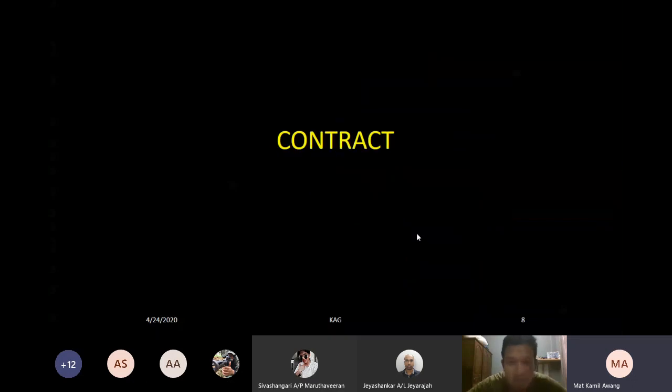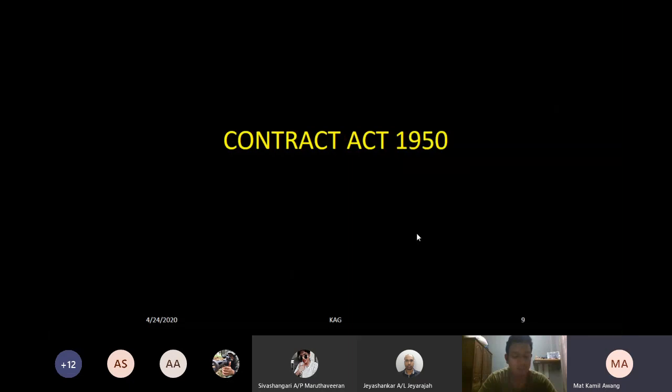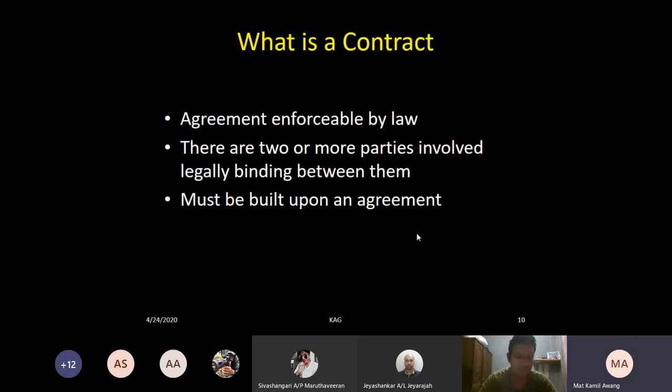Okay. Now, the first law that is related to the engineers is the contract law. This is called the Contract Act 1950. In that law, it spells out what is a contract, what constitutes a contract, for example.